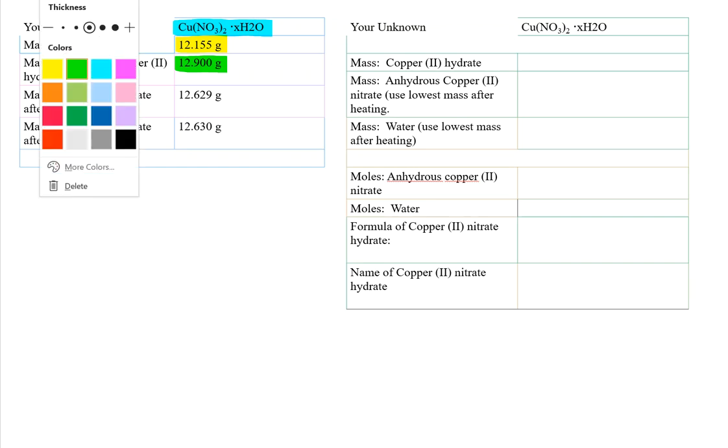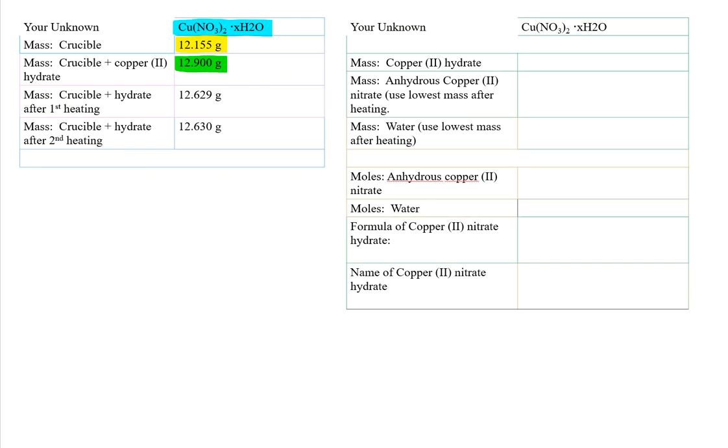Then we're going to heat it up in our crucible, and after we heat it and cool it, we get a weight of 12.629 grams. And you're going to do it a second time at least, heat it and cool it, and we got 12.63 grams. You do that twice to ensure that all of the water has been driven off. Just from these simple calculations, we can figure out what that X is. This is what we're really trying to solve for: how many water molecules are associated with every one copper 2 nitrate?